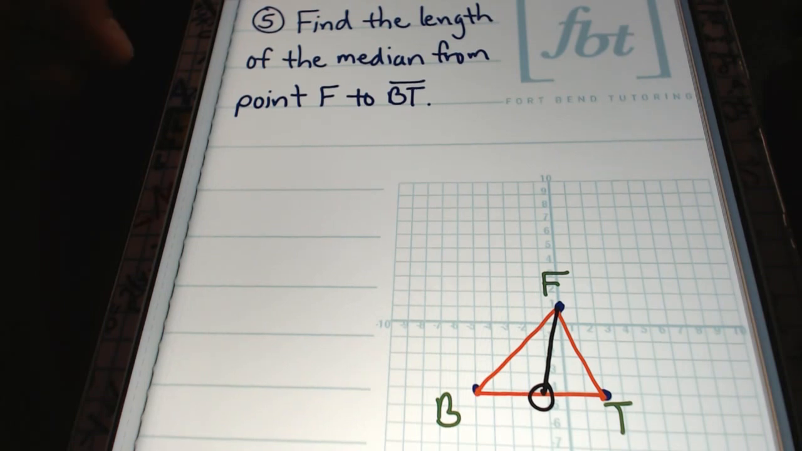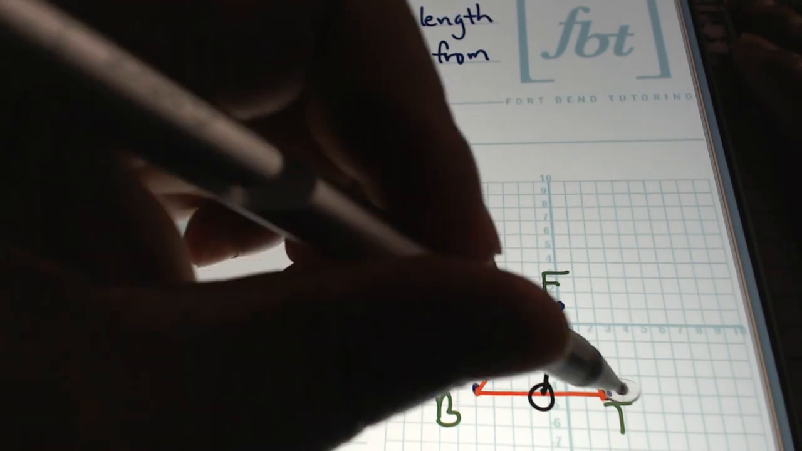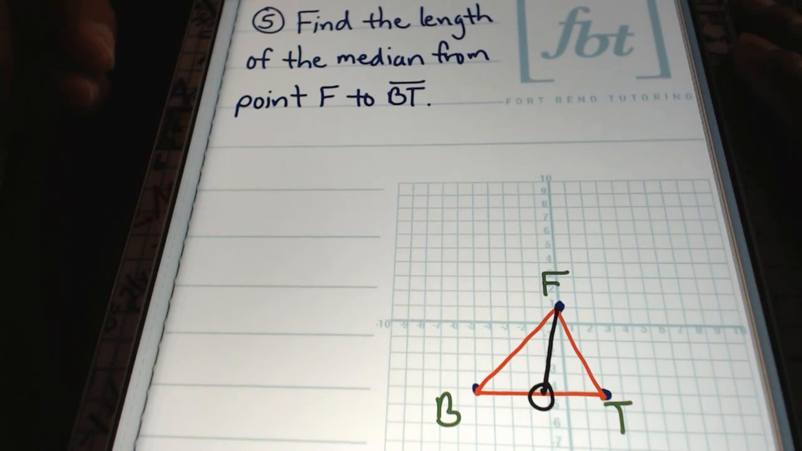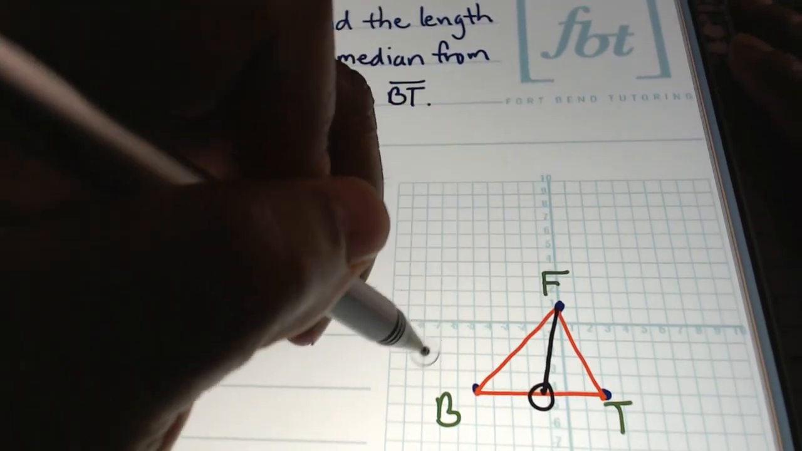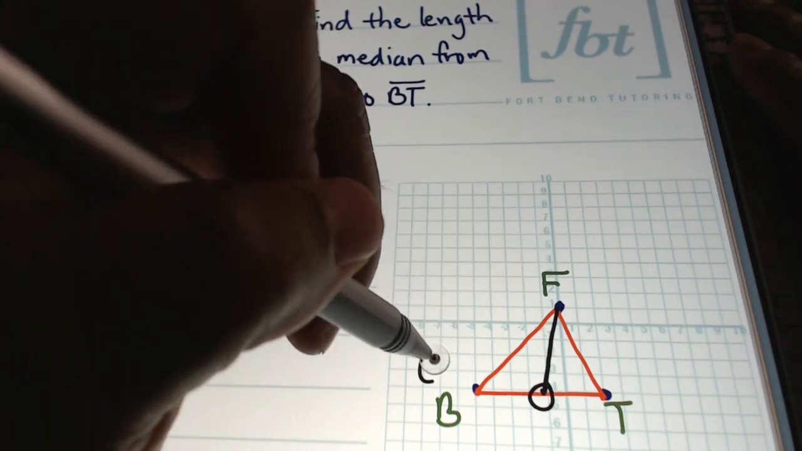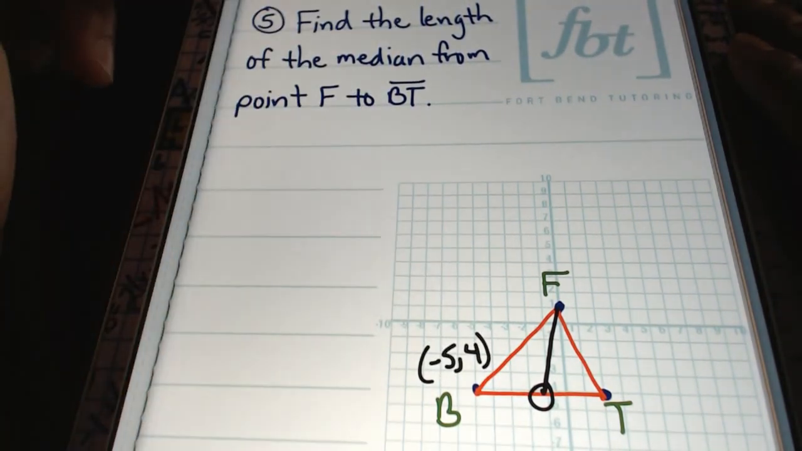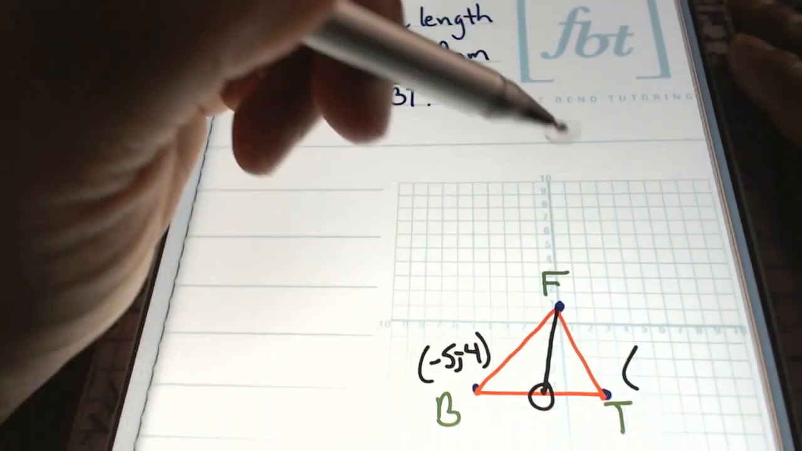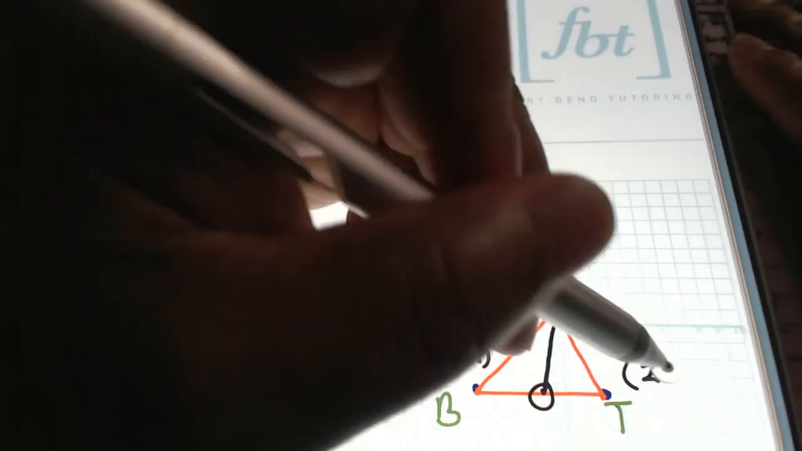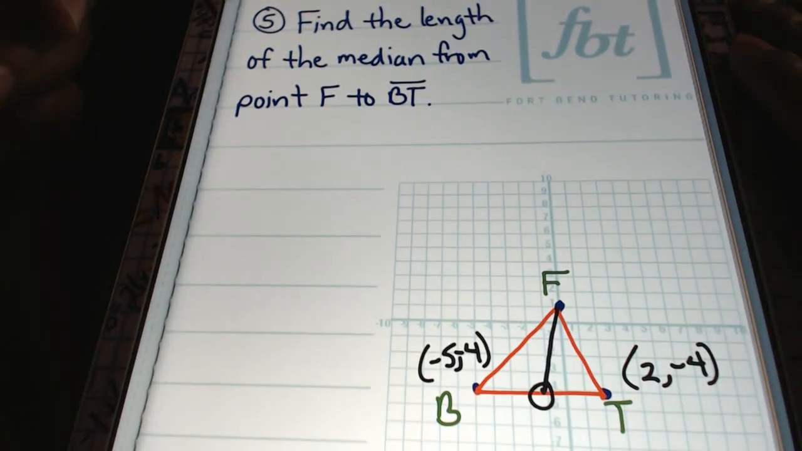All right, this is a great question. I love this question. So let's first identify the coordinates of point B and point T, because we'll need them to find the midpoint. The coordinates of point B, guys, are -5, -4. And for point T, we'll end up with 2, -4. This is the result we have for the coordinates of B and T.